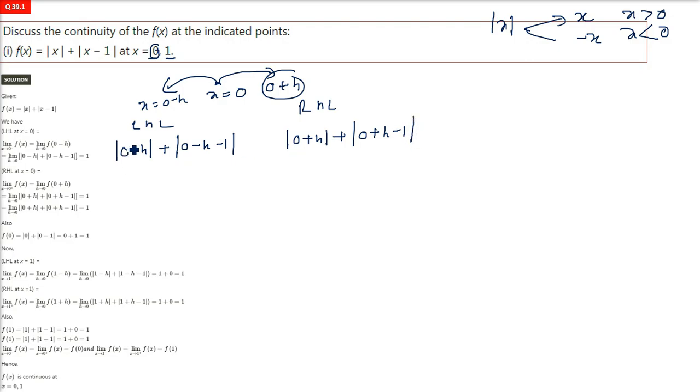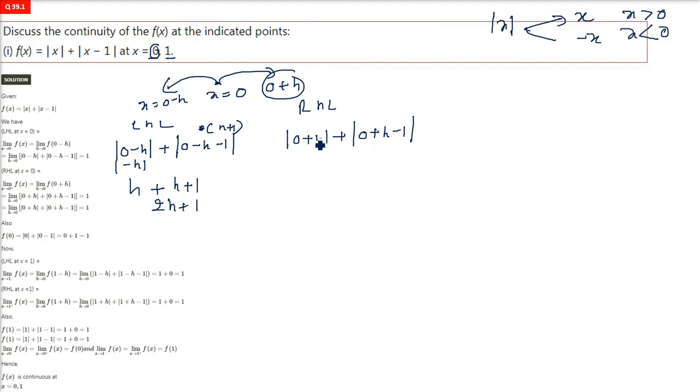What is this? 0 minus h is minus h. Modulus of minus h is h. Here, minus h minus 1. What you can do is take the minus common, so minus (h + 1). When the modulus is removed, it will be positive, so plus (h + 1). Basically it is 2h + 1. But we will just apply the limit.